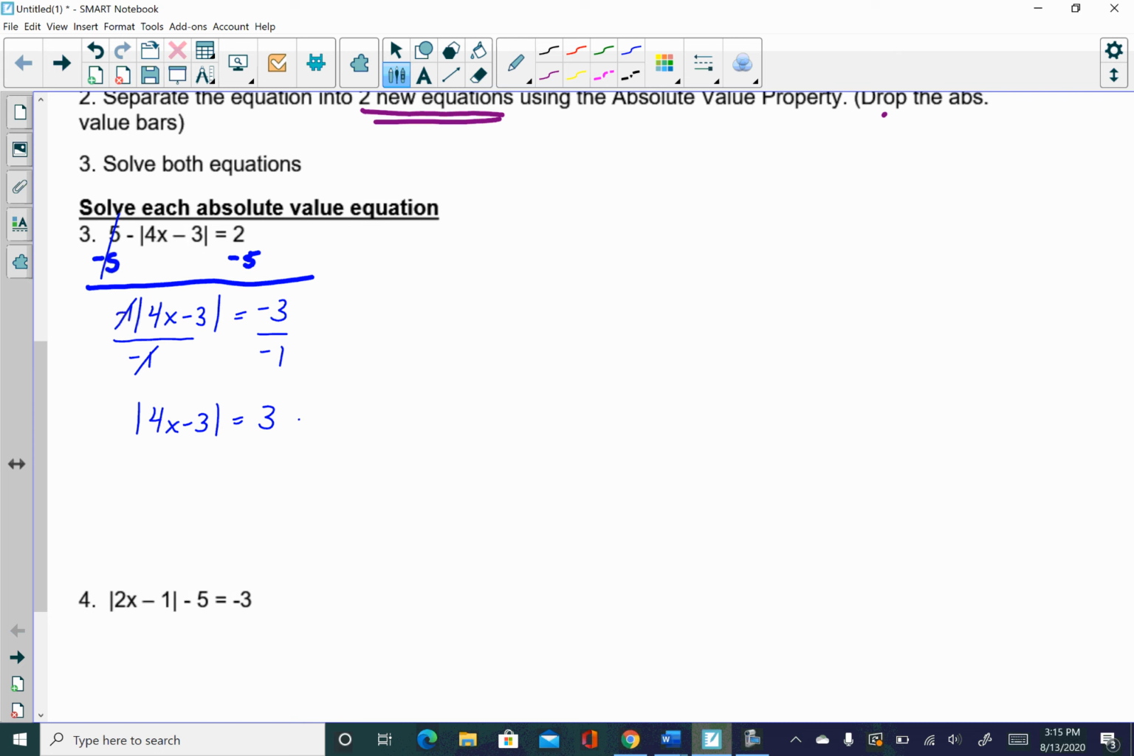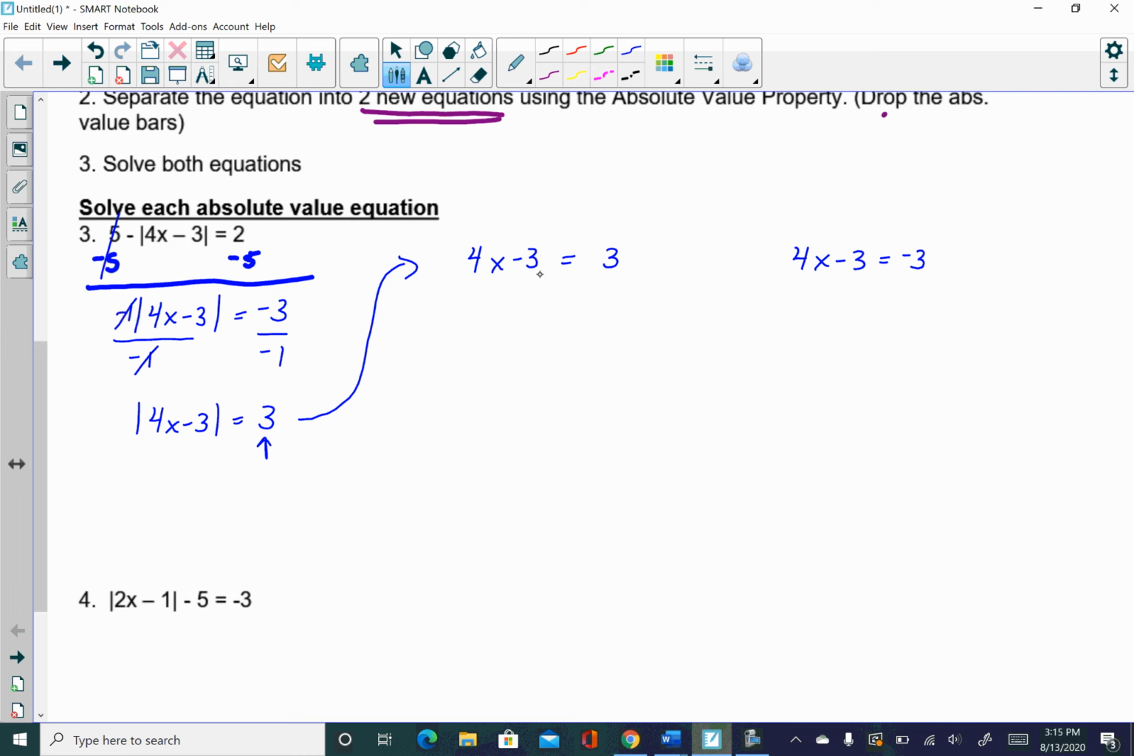So this is what step 2 said. It said to set it up into 2 equations using your property from above. So what that means is that 4x minus 3 could equal a +3, and 4x minus 3 could equal a -3, because whatever's inside there, when you take the absolute value of it, it would get a +3. So you set it equal to plus or minus whatever this number is over here. So you set it equal to positive 3 and set it equal to negative 3.